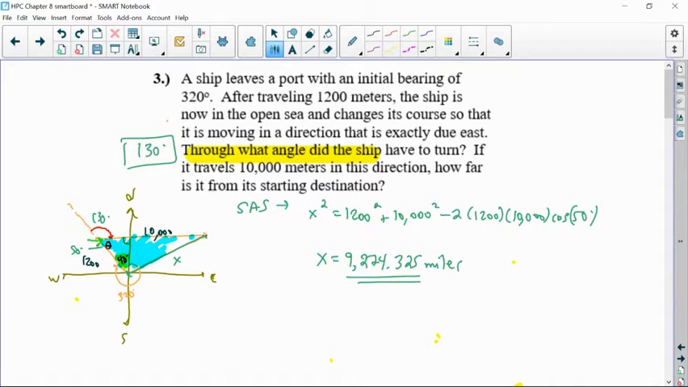Okay. So just another application problem of law of cosines. But again, I think what makes this one a little bit more challenging is that first question. What angle did the ship have to turn? Because a lot of students will accidentally say, oh, that angle is 50 degrees. But it's not. It's the angle that your ship actually would have turned.